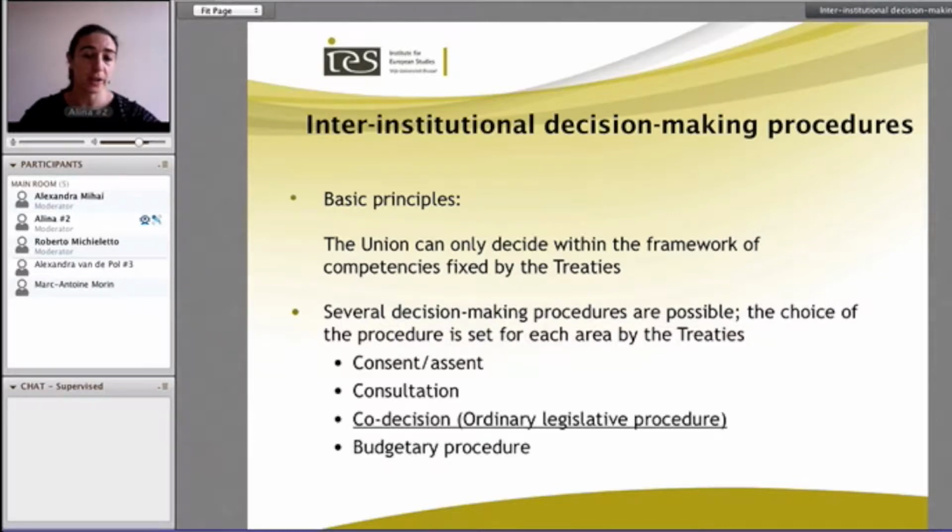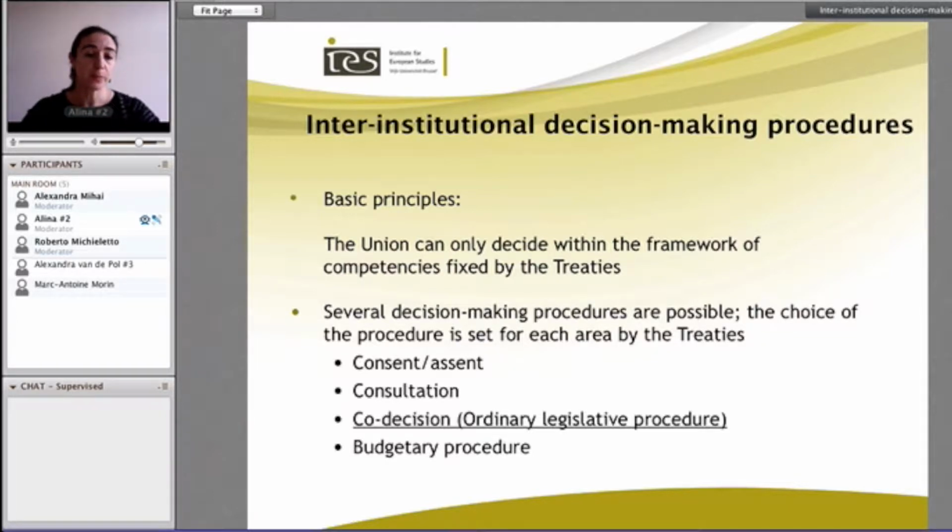Basically, if we take a look at the co-decision, or the so-called ordinary legislative procedure, this is where we have the Council and the European Parliament on equal footing. That means that we can only have legislation passed if both institutions agree on the legislative proposal in question, and if one institution does not agree with it, we don't have a legal act at all.